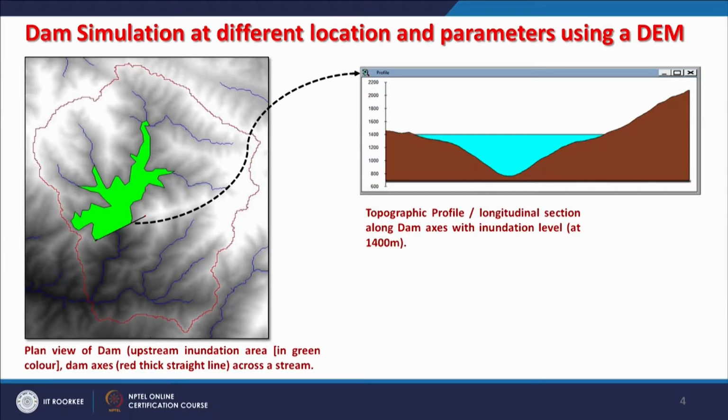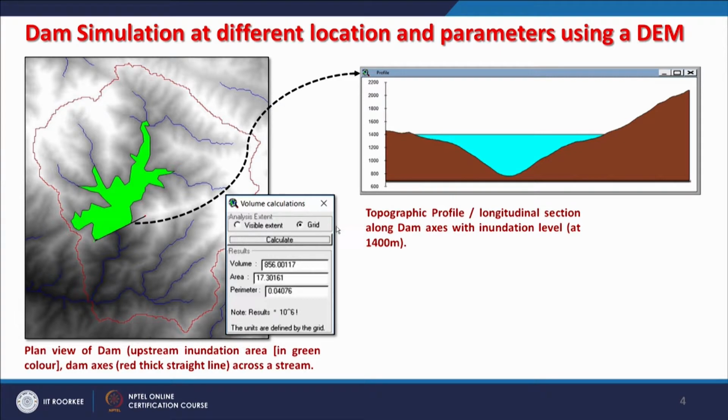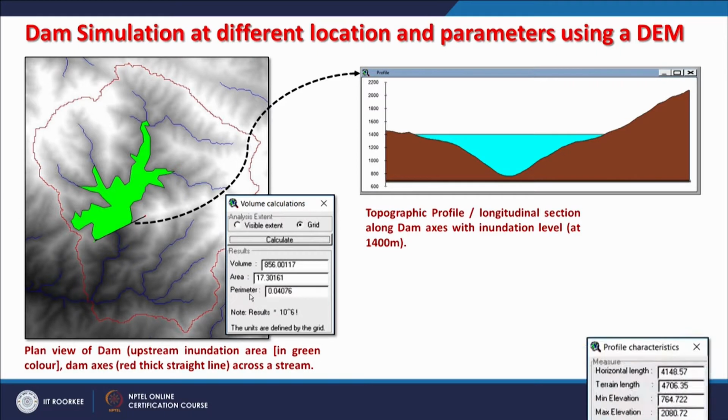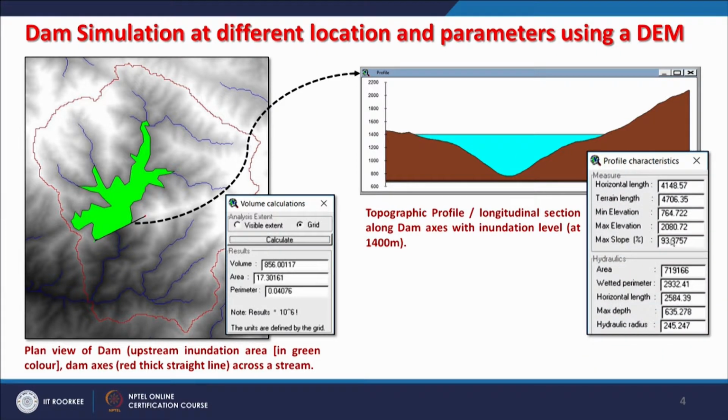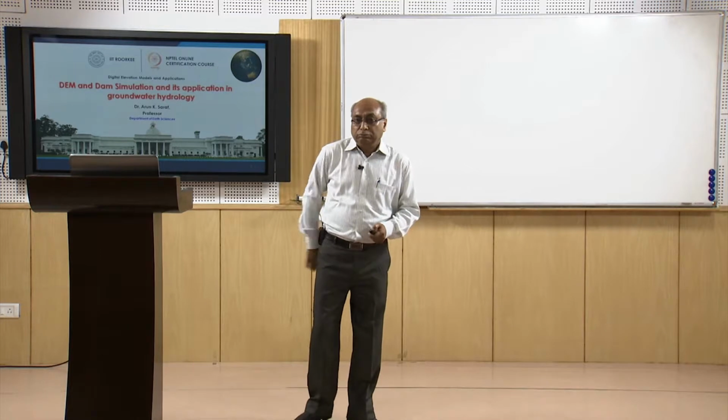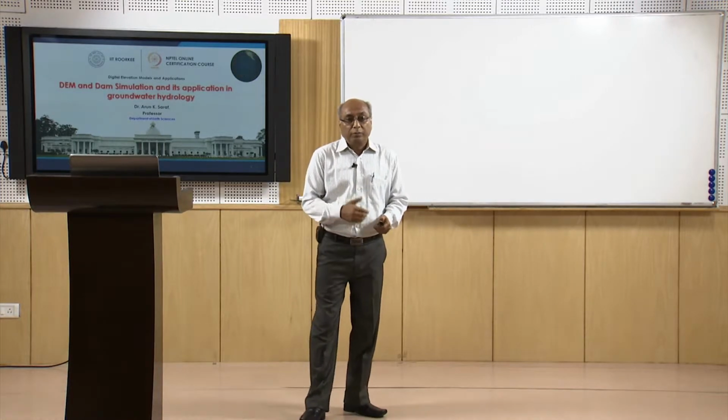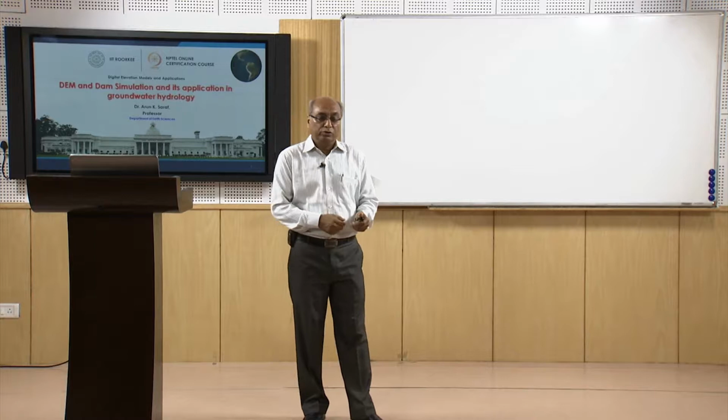Again, in this example, we have a topographic profile, and it has been decided during the simulation that it has to be filled up to 1400 meters. Once we do that, we get these parameters: volume, area and perimeter of the reservoir, and profile characteristics are also available for this location if a dam is created there. So one can shift upstream or downstream. If we go downstream, more water can be stored, but the height of the dam has to be changed, and so on and so forth.